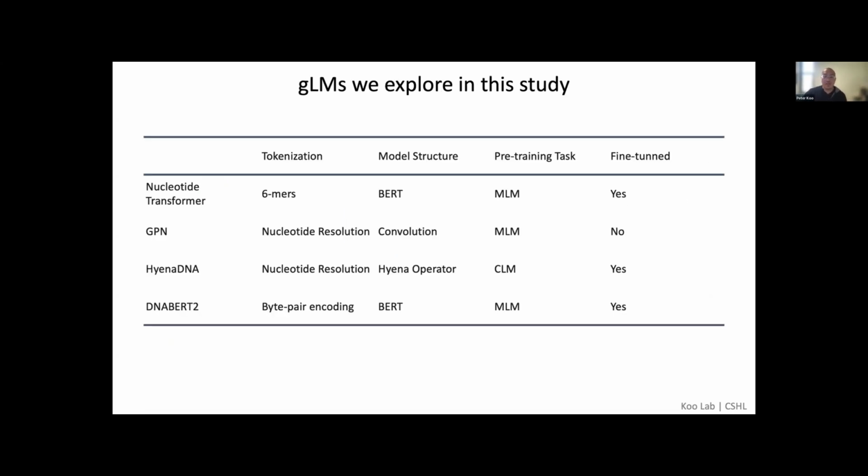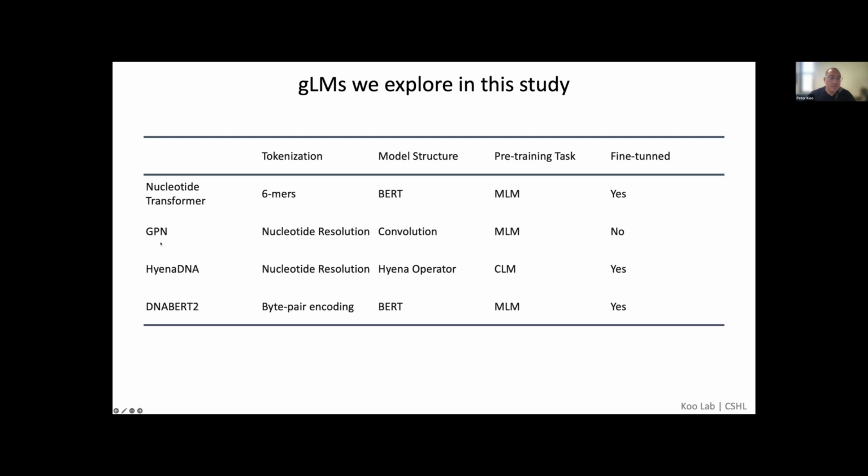Here's an overview of the gLMs we explored in this study. The models we focused on include the nucleotide transformer, GPN, HyenaDNA, and DNABERT2. These represent a wide diversity of modeling approaches, including the base architectures, language modeling objective, and tokenization strategies. For instance, nucleotide transformer was trained on non-overlapping 6-mers, and it used a transformer encoder, a BERT model, and trained with masked language modeling. And it was trained on hundreds of different species.